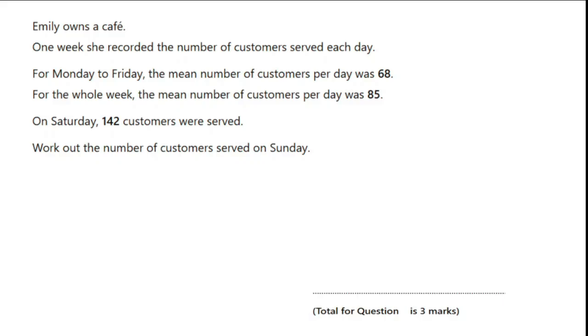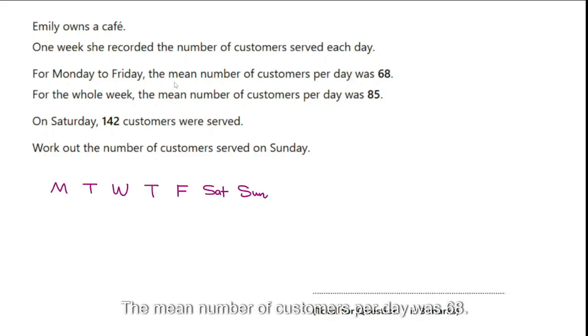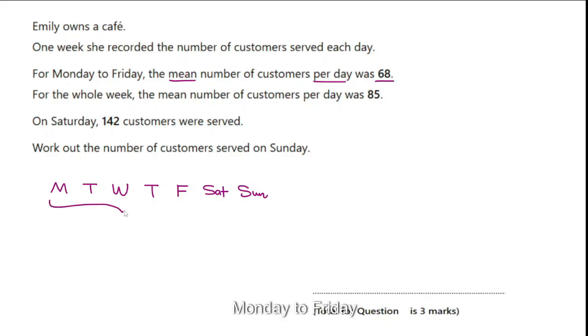Emily owns a cafe. One week, she recorded the number of customers served each day. From Monday to Friday, the mean number of customers per day was 68. Okay, so we know Monday to Friday, mean was 68, but that's 5 days. 68 times by 5 is 340. So 340 people were served in the 5 weekdays.